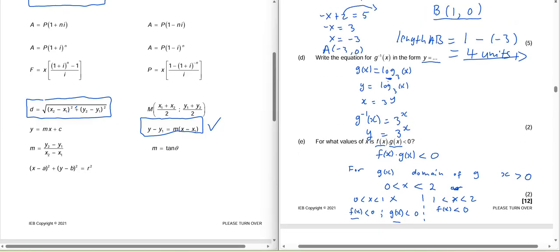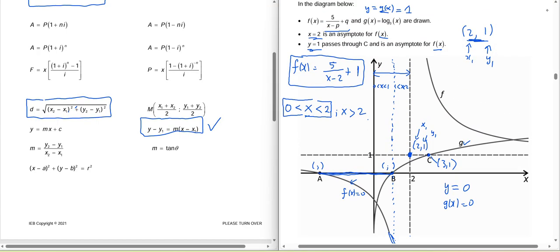And then what else can we note? From the interval 1 to 2, we notice that f of x will still be below, right? And then for g of x, it will be above now. It will be above.